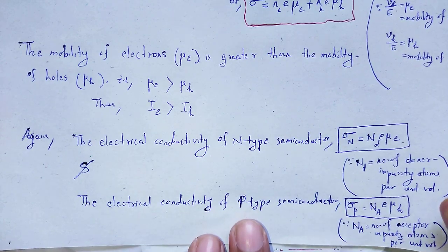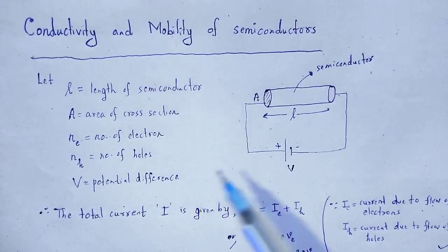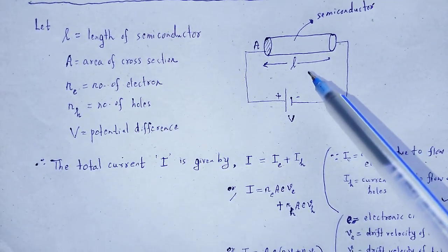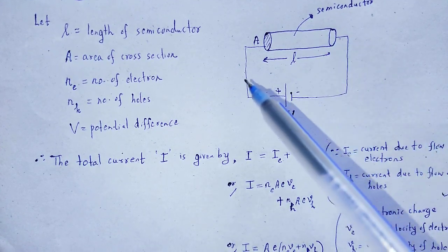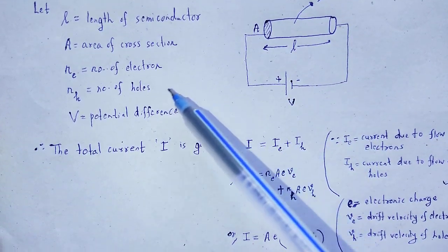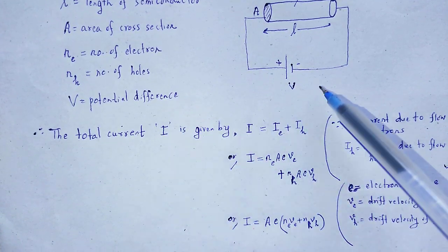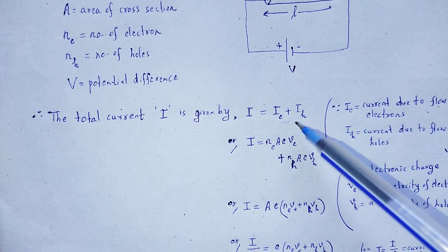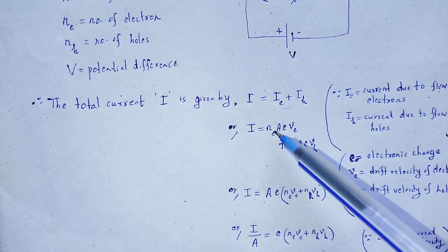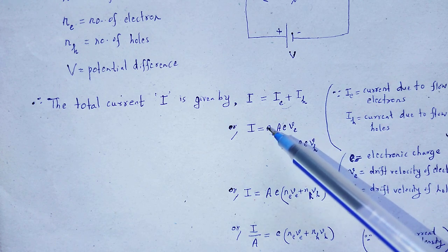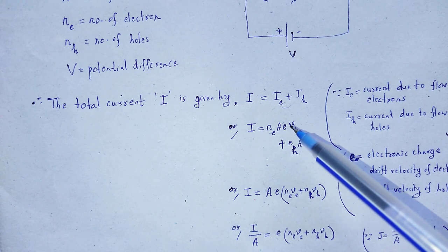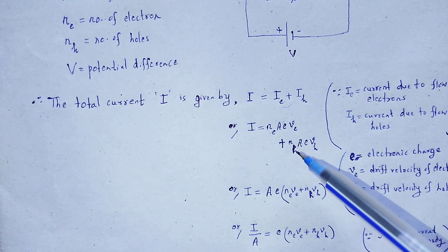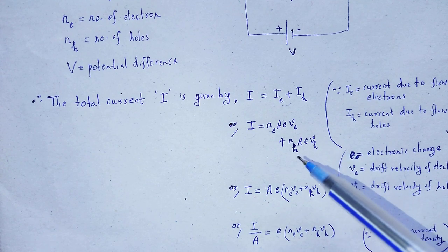So, with the help of this video lecture, we understand the concept of conductivity and mobility of semiconductors. We consider a semiconductor of length L, area of cross section A, number of electrons Ne, number of holes Nh, and a potential difference V applied. The total current due to the flow of electrons as well as holes is IE plus IH. IE is Ne A e Ve, where Ne is the number of electrons, A the area of cross section, e the electronic charge, and Ve the drift velocity of electron. Similarly, for holes, it is Nh A e Vh.